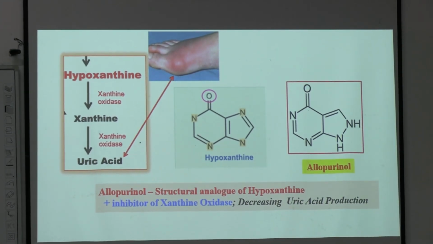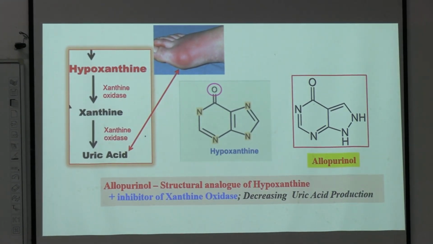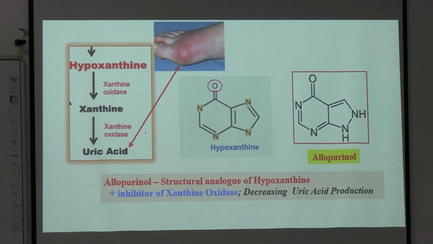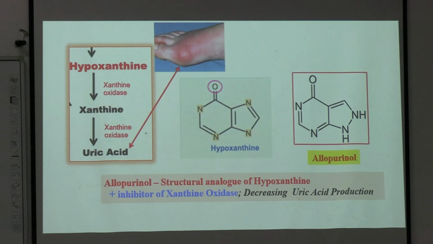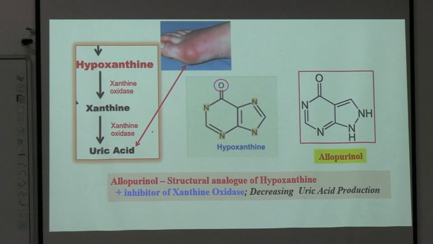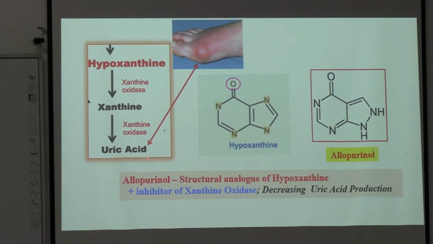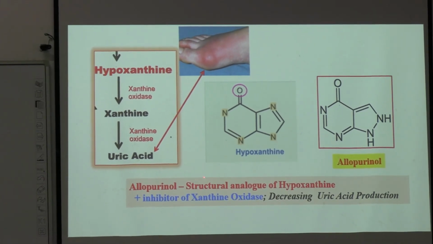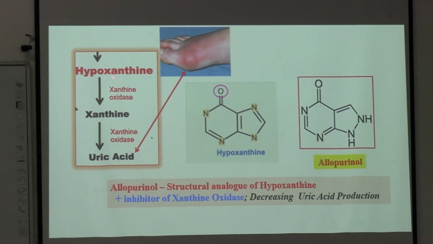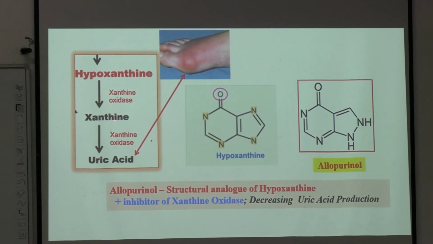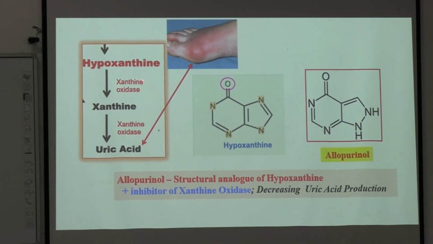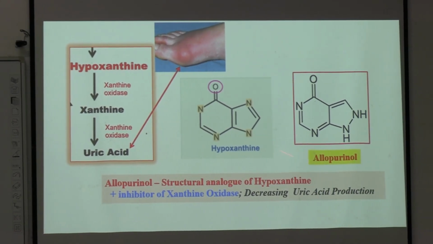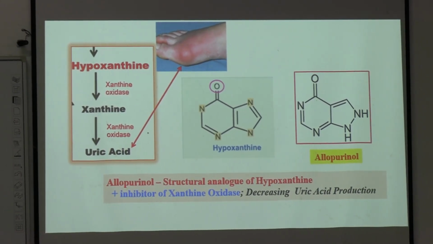So this will be very easy for you to understand. This drug is given for gout. Gout basically occurs due to high uric acid level, and uric acid is the end product of purine catabolism. From purine, at the last stage we get hypoxanthine to xanthine to uric acid, and this reaction is catalyzed by xanthine oxidase. Now this drug allopurinol is similar to hypoxanthine.